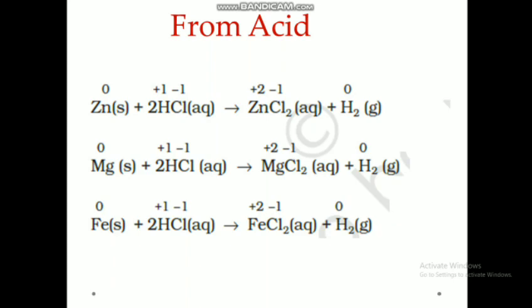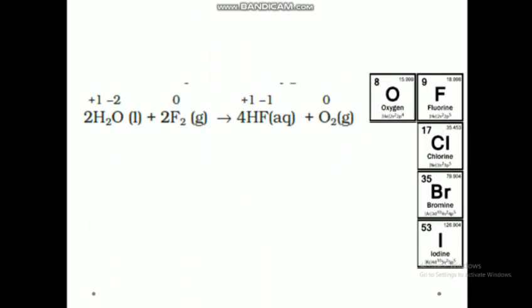Now we will see another type of substitution, which is the substitution of oxygen.